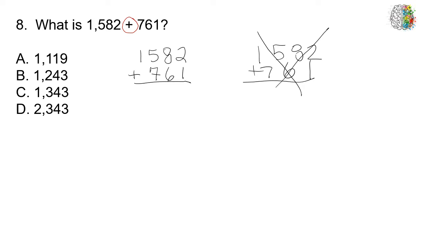So let's go ahead and finish this problem. 2 plus 1 is 3, 8 plus 6 is 14, 7 plus 5 plus 1 is 13, 1 plus 1 is 2. 2, 3, 4, 3, and our answer is problem D.